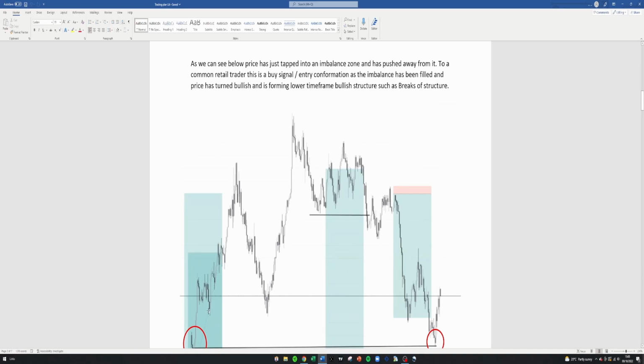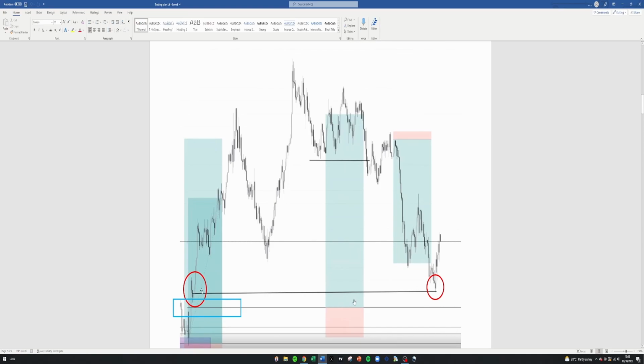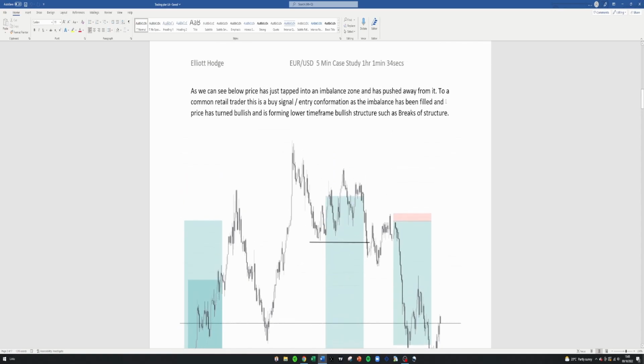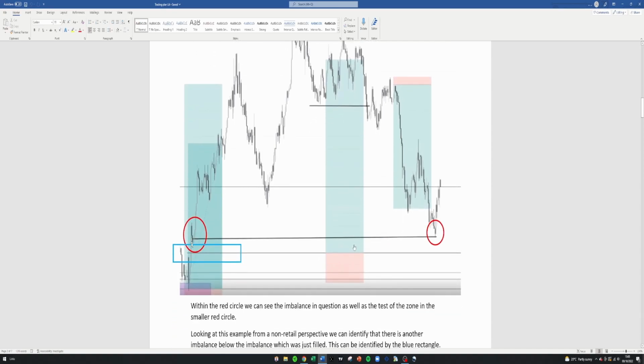As we can see, below, price has tapped into an imbalance zone and has pushed away from it. That's the imbalance zone, circled in blue. To a common retail trader, this would be a buy signal and entry confirmation, as the imbalance has been filled and price has turned bullish and is forming lower time frame bullish structure, such as breaks of structure. Price has broken this small structural lower high, and retail would be thinking, these are buys now, we're going to break this structure and this structure.